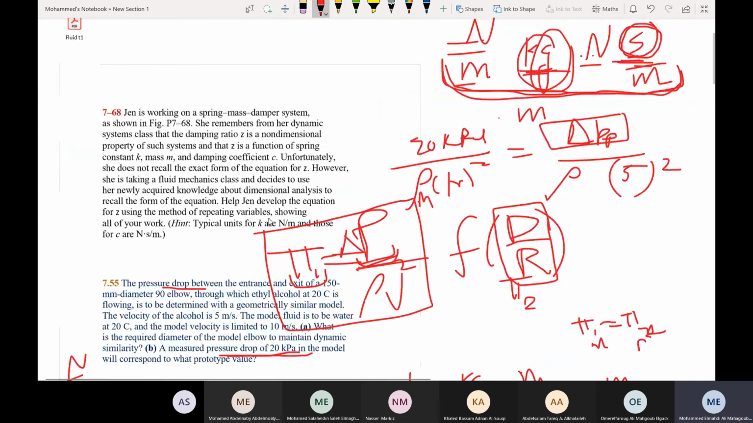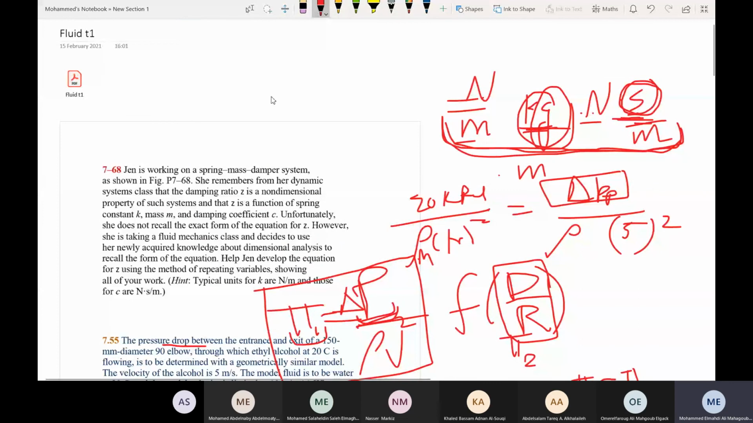Okay, remember the packing and pi theorem guidelines. Calculate first how many independent variables you have. So we have, for example, in our experiment 7, 8, 9 independent variables. Independent variables means they don't depend on each other.